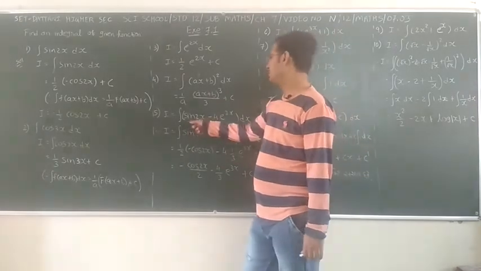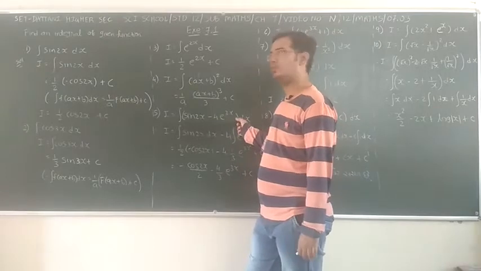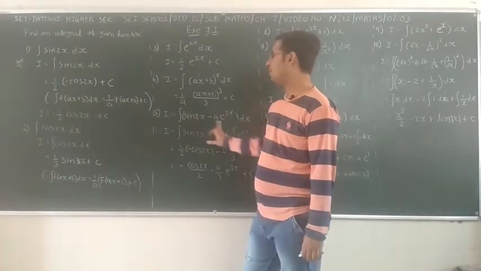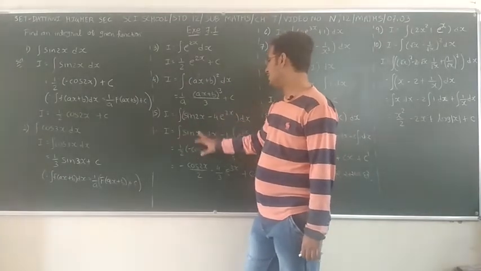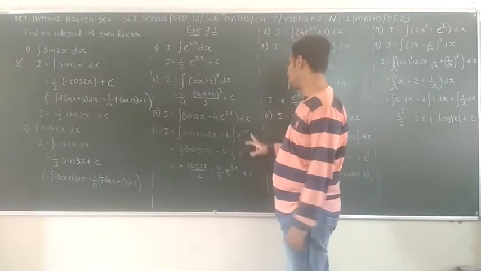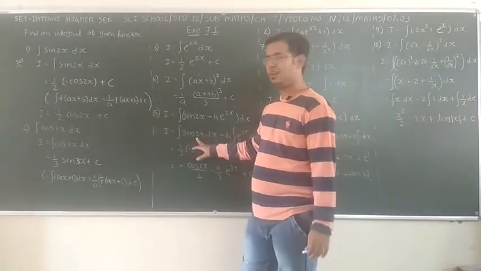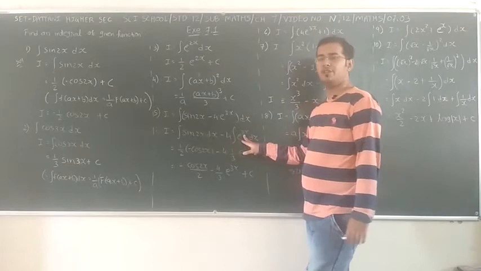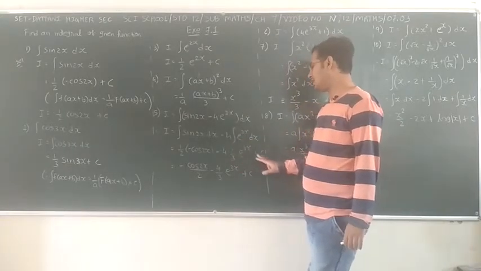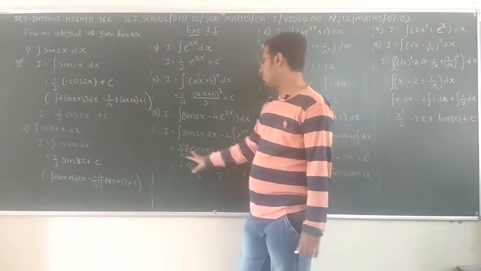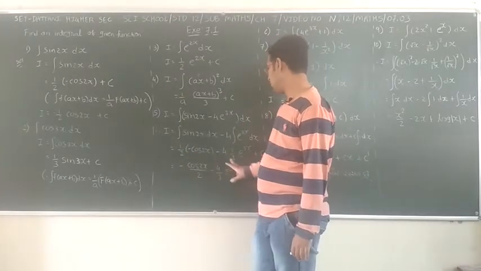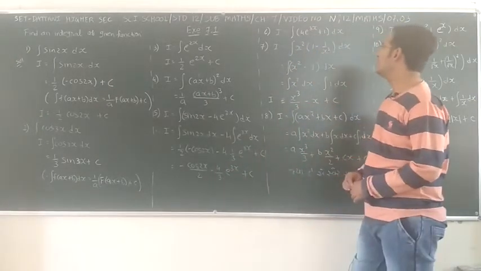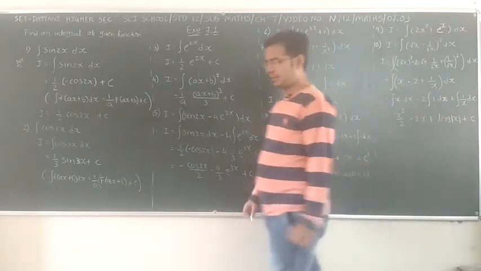Next, integration of sin 2x minus 4 e raised to 3x dx. So first separate: I is equal to integration of sin 2x dx minus 4 times integration of e raised to 3x dx. The integral of sin 2x is 1 by 2 times minus cos 2x, minus 4 times the integral of e raised to 3x, that is 1 upon 3 e raised to 3x, plus c. So minus cos 2x by 2 minus 4 by 3 e raised to 3x plus c.